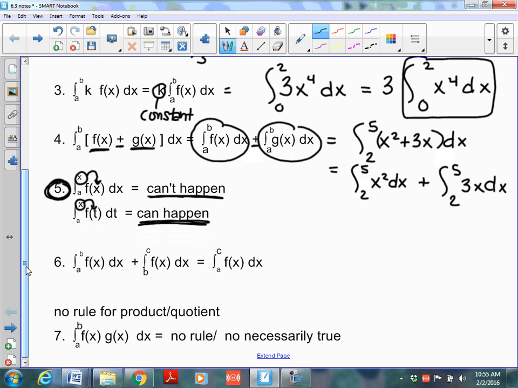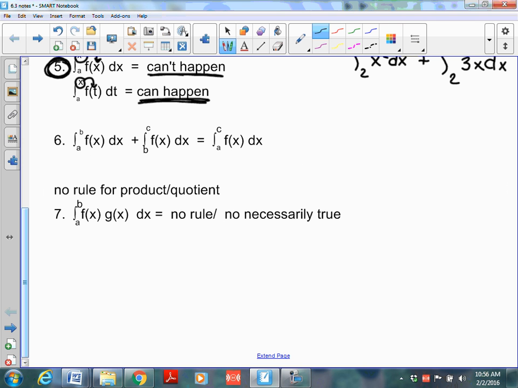Okay, number 6 is really important. And I'm just going to do the explaining. So let's say you integrate from 1 to 2 some function. And then you integrate again from 2 to 5, the same function. Wouldn't it just be easier, instead of integrating from 1 to 2, and then again from 2 to 5, just to integrate from 1 to 5? So basically, that's what this says. If you integrate from 1 to 2, and then you integrate again from 2 to 5, why don't you just integrate from 1 to 5?